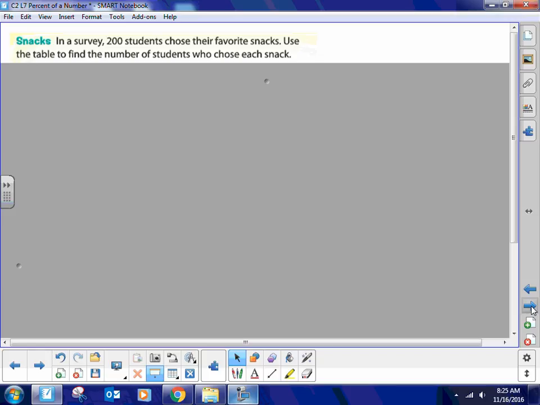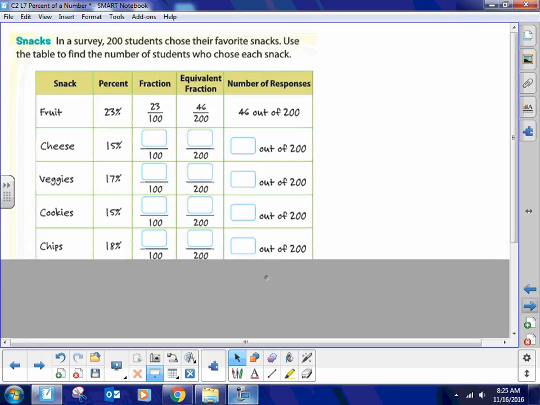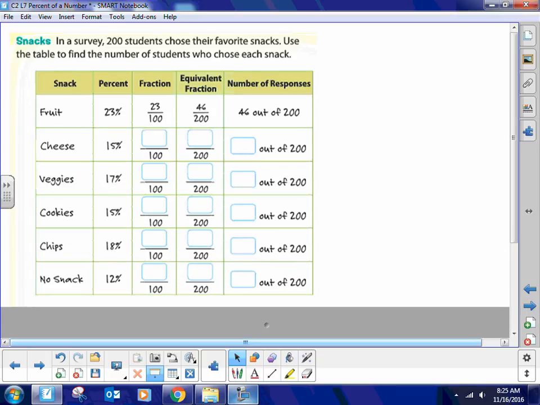We'll start. In a survey, 200 students chose their favorite snacks. Use the table to find the number of students who choose each snack. As you see here, they have the snacks, percents, fractions, equivalent fractions, and number of responses. They're changing everything from a percent into a fraction using the definition of a percent. A percent is a ratio comparing a number to 100.